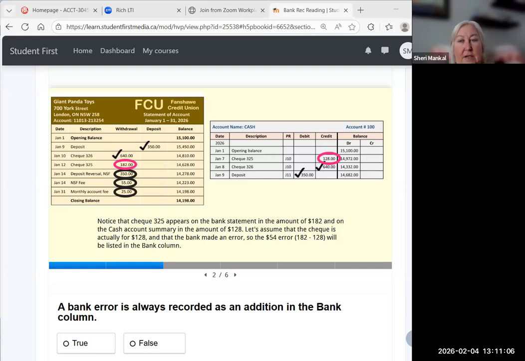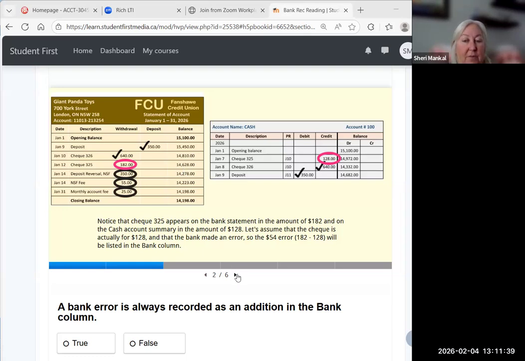Okay. I'm only sharing an individual screen, so you might not be able to see my calculator, but that's okay. So we're going to take 182 minus 128, and the difference is $54, okay? So the bank withdrew $54 more than they should have, which means they need to add $54 back in. So they have to deposit $54 to make that the right amount.